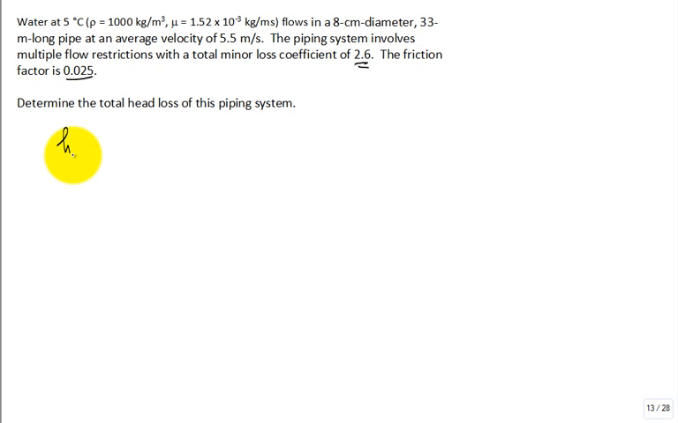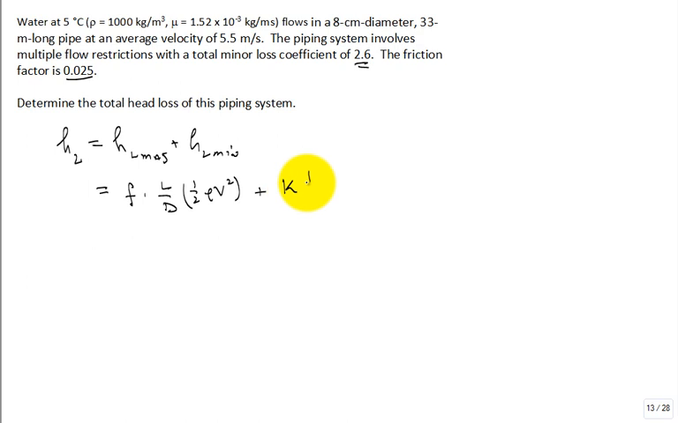Well, the total head loss is going to be the sum of the major plus the minor. And the major is simply the friction factor, L over D, 1/2 rho V squared. And the minor is going to be K, 1/2 rho V squared. That's it. So if I want to, I just put the f L over D plus K, times 1/2 rho V squared.